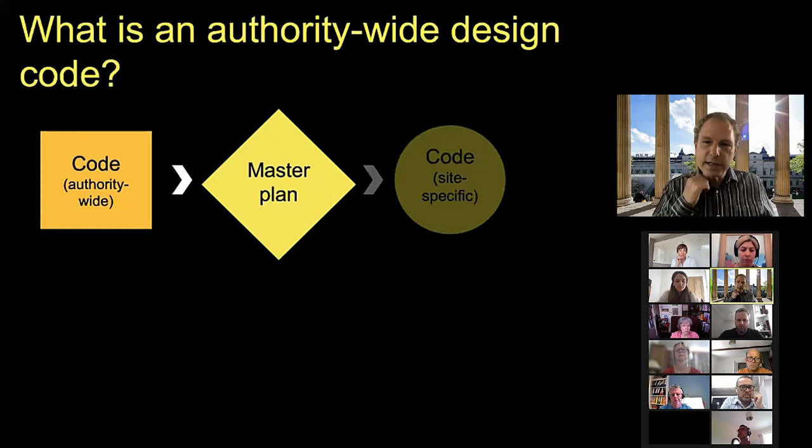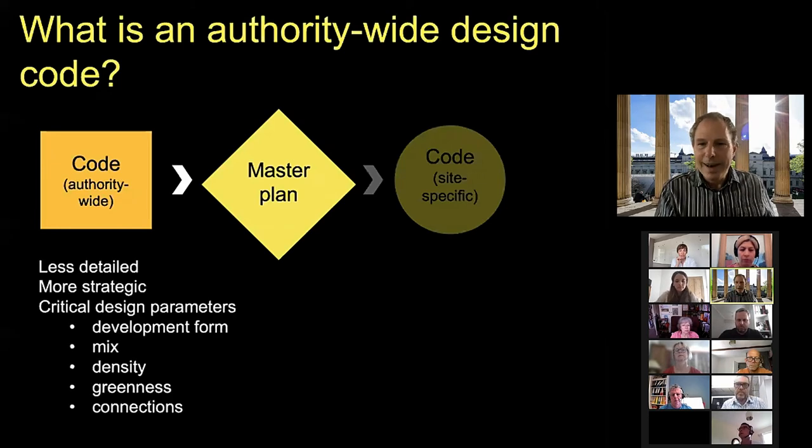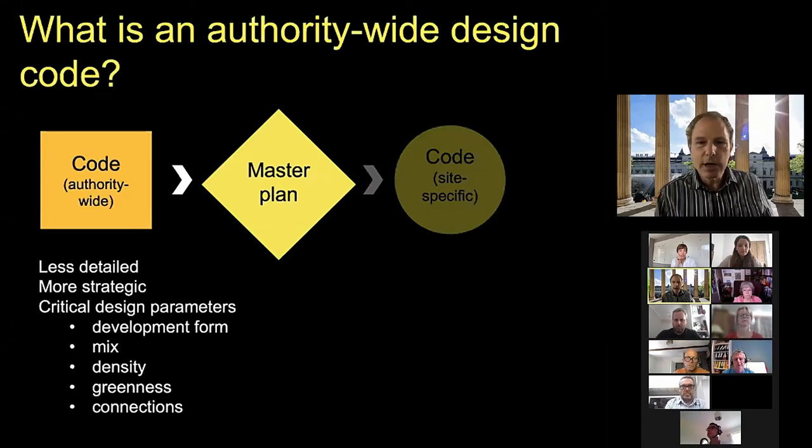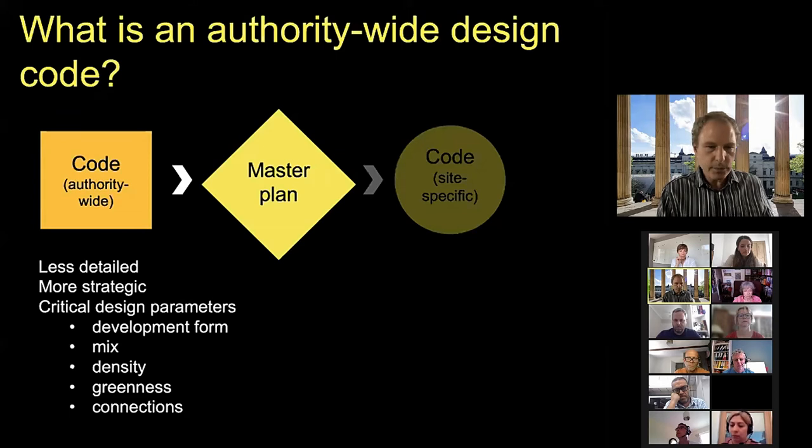And this led to codes that were less detailed and more strategic in scope, setting out only the critical design parameters related to factors such as form, density, greenness, connections, rather than every architectural or public realm aspiration and detail, factors that probably most of us would think are better dealt with at the site-specific scale anyway.